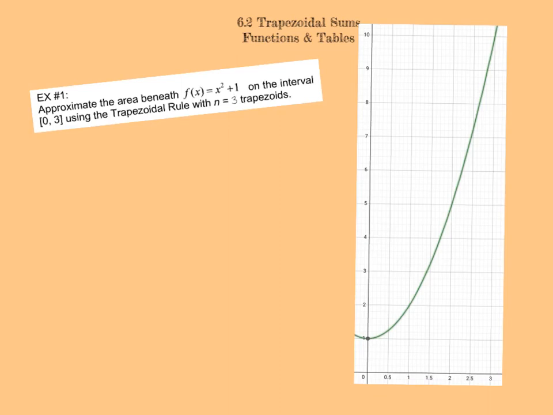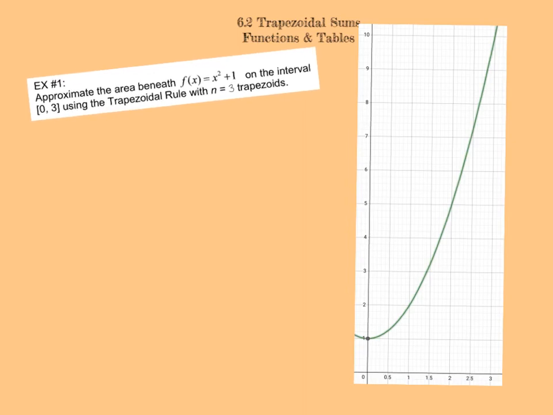Okay, here's our first example. We want to approximate the area beneath f of x equals x squared plus 1. So just a simple parabola with a y-intercept of 1. And I've screen grabbed it from 0 to 3. I have it going by 0.5s just because that's how the calculator that I used did it on this app. But let's take a look at how we can draw those 3 trapezoids.